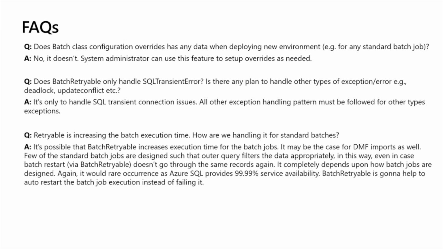Does batch configuration override have any data? The form that Harsh was showing, does it have any data when we do a new deployment of FNO, finance and operation? No, because 98% of the classes that we have converted to start using the retriable framework, the code has already been refactored and is ready to handle the scenario of retry. So I don't need to go and do any override here.